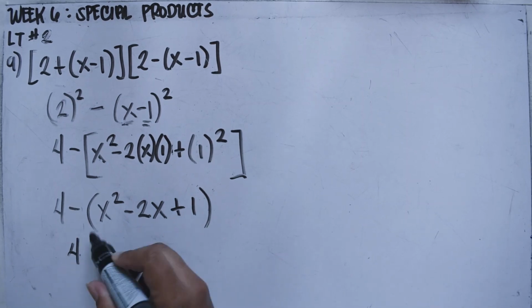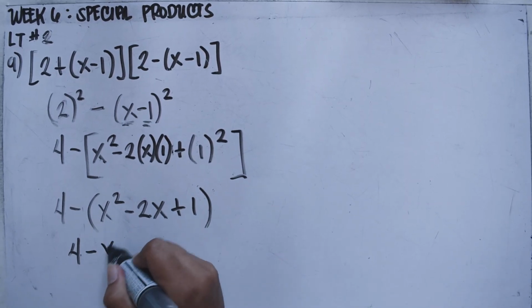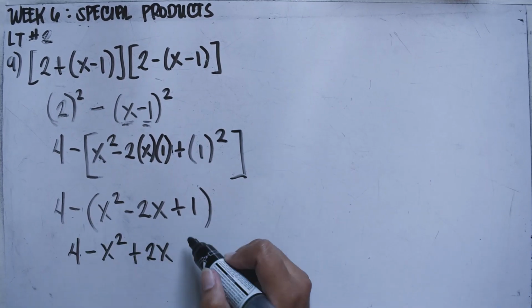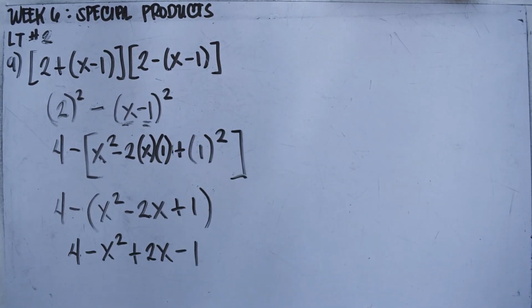So, we have negative 4. Negative times positive, we have negative pa rin. Negative times negative, positive na, 2x naman. Then negative times positive, we have negative 1. Nakuha, so dinistribute ko lang yung sign 1 by 1 ha. And then, syempre simplify. So, si negative x squared ay walang like term. So, therefore, copy lang. Nakuha. Si positive 2x walang like term, so copy lang din.